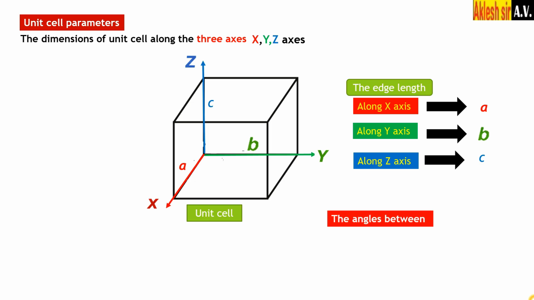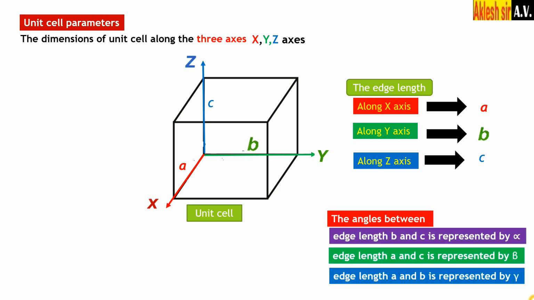The angle between edge lengths b and c is represented by alpha. The angle between edge lengths a and c is represented by beta. And the angle between edge lengths a and b is represented by gamma.